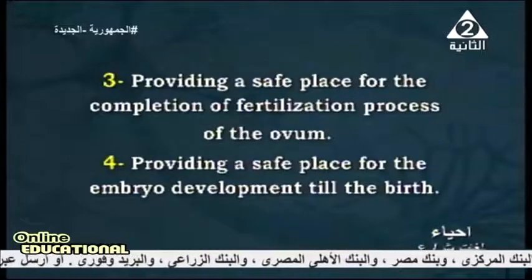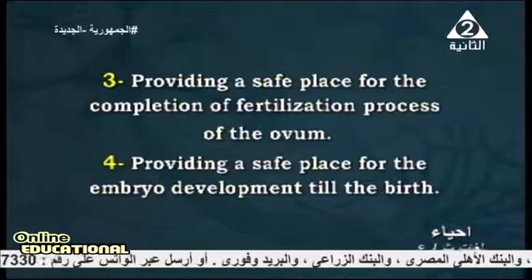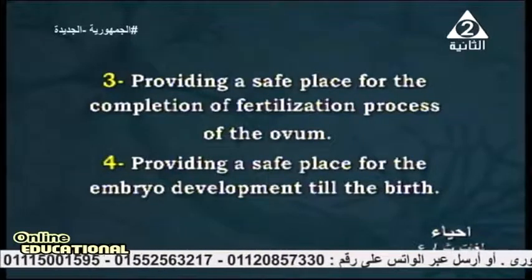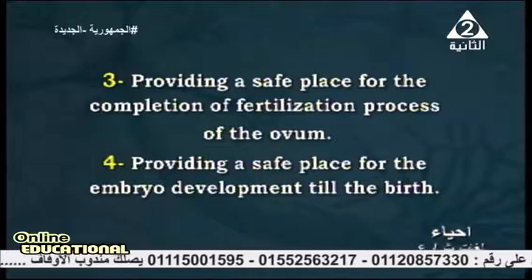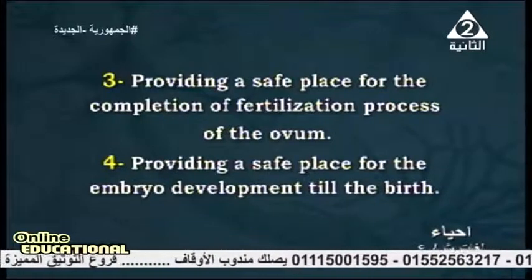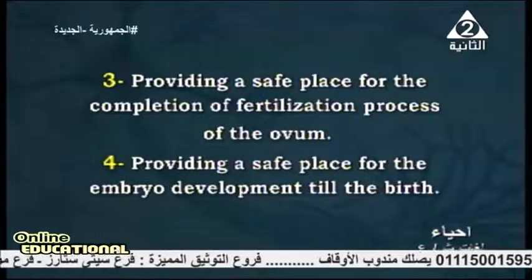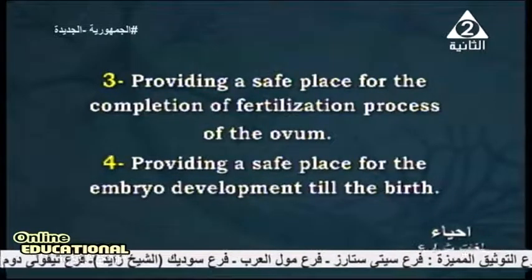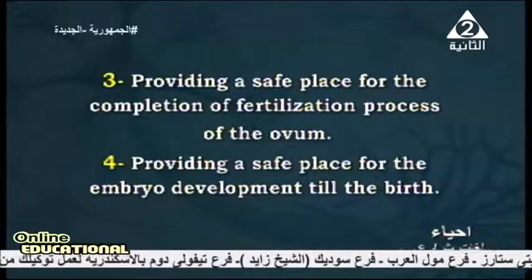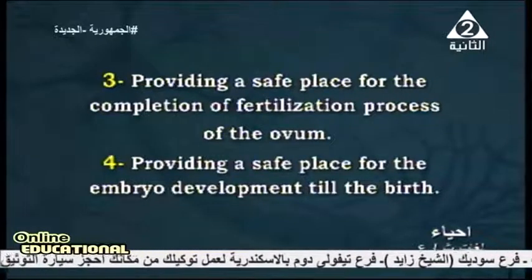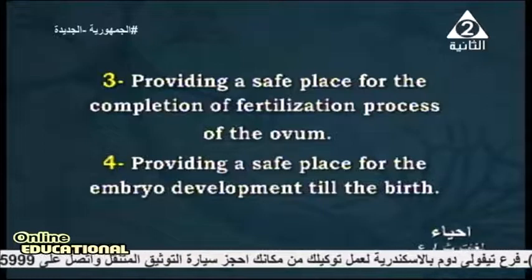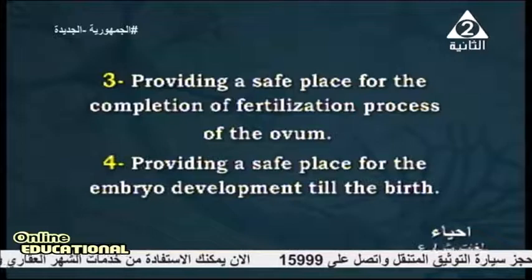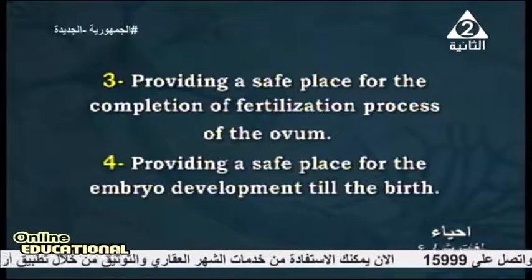Number 3, providing a safe place for fertilization to be completed. The uterus is the place in which the baby is found, and this place is safe for completing the reproduction of the baby. After fertilization of the ovum, the baby is formed. The uterus provides a safe place for embryo development until birth.